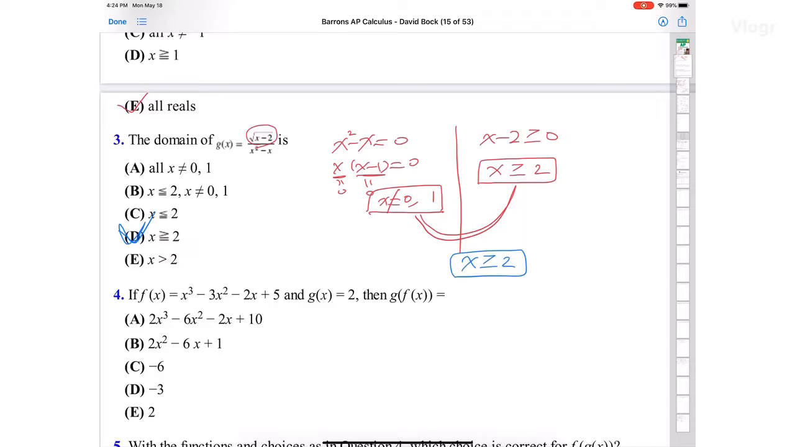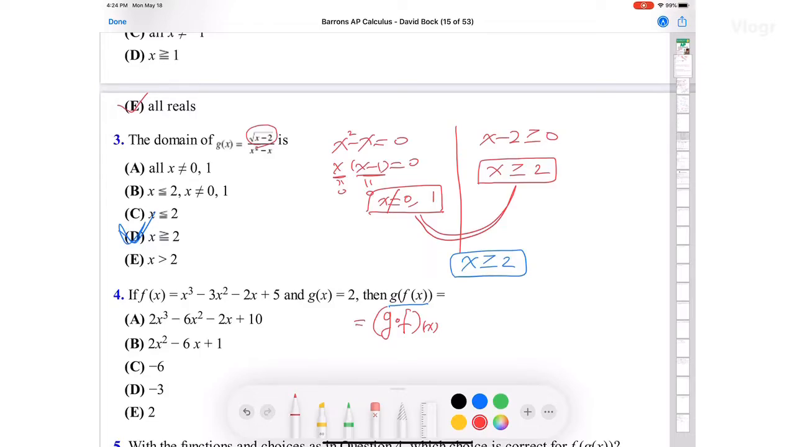It asks you now g of f of x. Another expression is g composition f of x, same thing, right? Okay, to find g of f, you're going to use what? G of f of x. To find f of g, you have to use f of g of x.